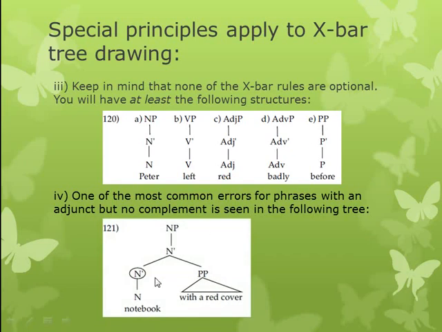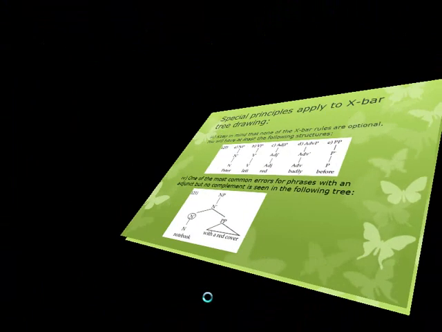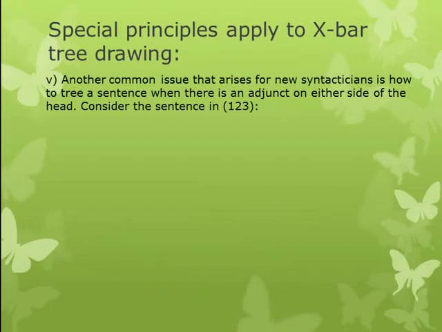So here, this is adjunct but no complement. And another common issue that arises for new syntacticians is how to treat a sentence when there is an adjunct on either side of the head.